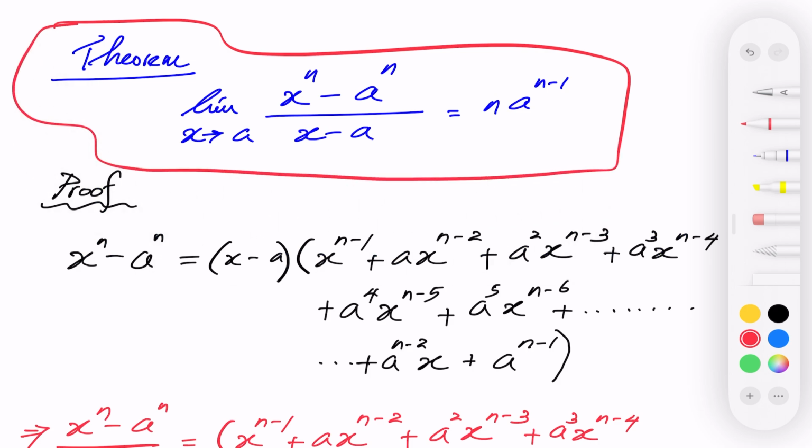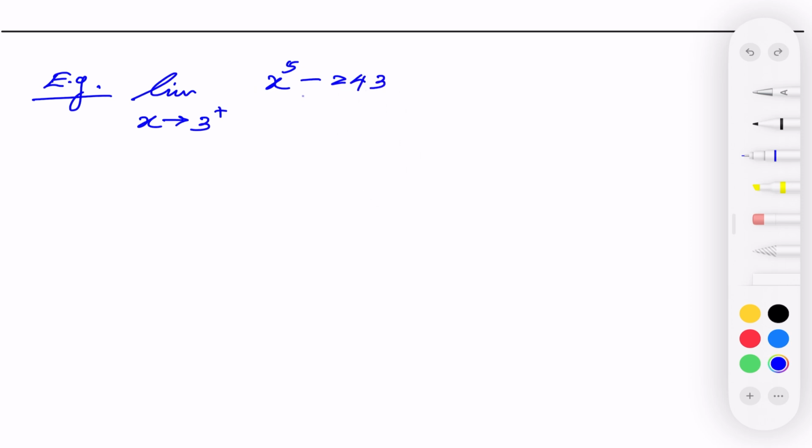Now we will do a couple of examples. Here is your first example. Let's say I need to evaluate the limit as x approaches, say, 3 from the right hand side, of x raised to the fifth power minus 243 divided by x minus 3. Please note that for this example, x approaches 3 from the right hand side.